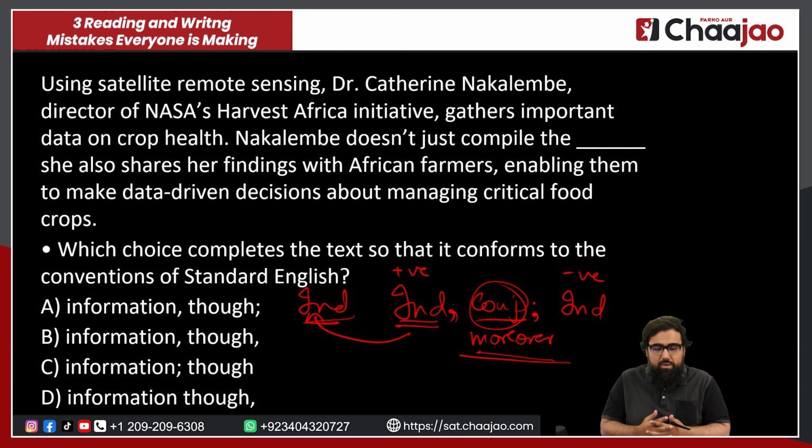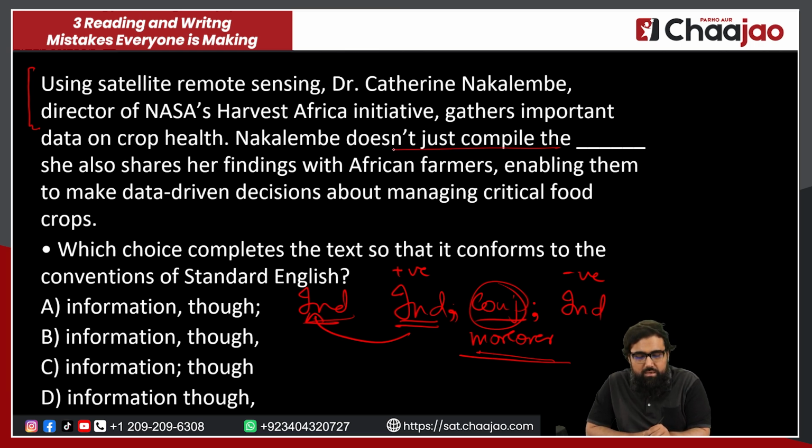So you have to understand what's going on over here. You have to understand that the first sentence is telling us that she is using remote sensing, and using that remote sensing, this is what she is doing. And she just doesn't do it in that way. So this sentence is the opposite of the first sentence.